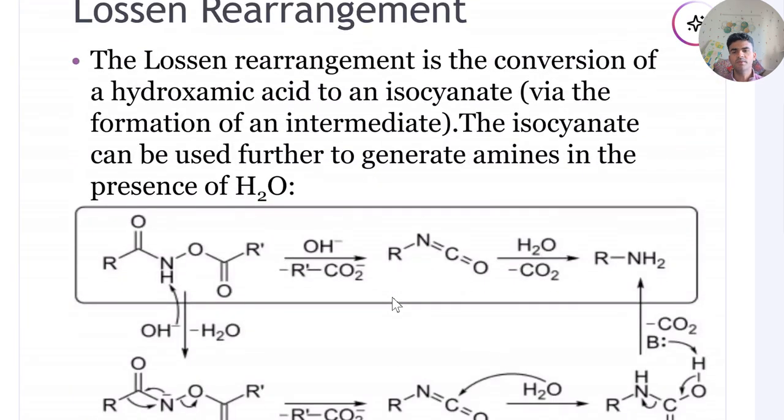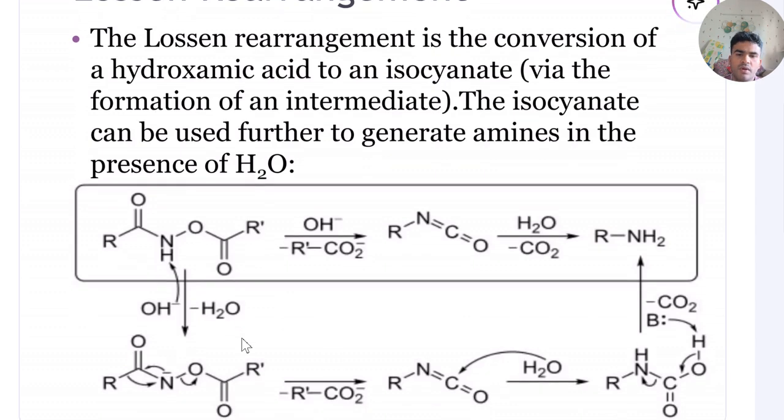Next, this is the Lossen rearrangement. Hofmann, Lossen, Schmidt, and Beckmann, this type of rearrangement reaction follow almost the same mechanism. So here is the conversion of a hydroxamic acid to an isocyanate via the formation of an intermediate. The isocyanate can be used further to generate amine in the presence of H2O. So this isocyanate will give the amine.